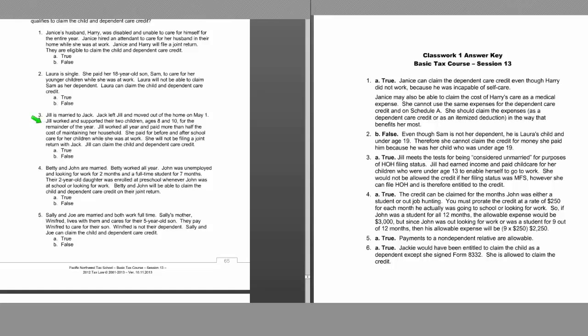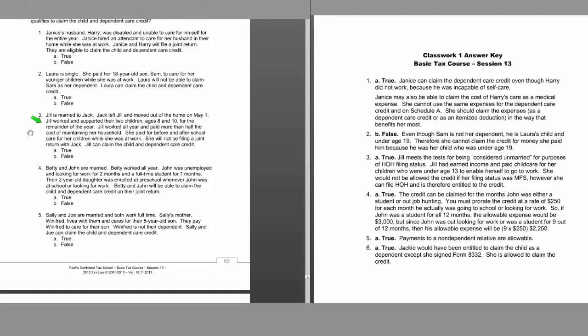But what we're looking for here is, is Jill going to meet the test for being considered unmarried when she is in fact married, so that she can then use the head of household filing status? Because, of course, if she files married filing separately, the Child and Dependent Care Credit is out. So the only way to claim the credit is to meet the tests for being considered unmarried so that she can file as head of household. And in this case, her husband moved out of the house in the first half of the year, and that means she was not living with her spouse at any time in the second half of the year. So she meets that requirement. She has a qualifying child living with her for whom she can claim an exemption.